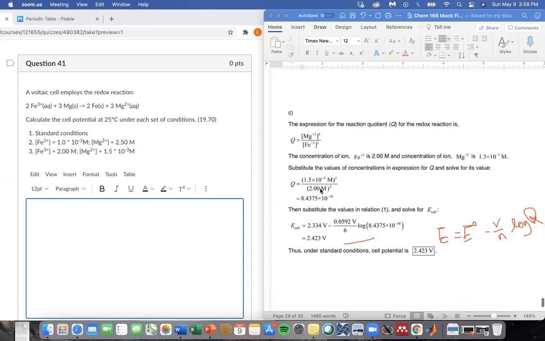And then you have the last one here. We have to do a Q again, we just do the exact same thing here, except we have different values for our Q. And so now when we get our Q value, it's 8.4375 times 10 to the -10. And then we would plug it into the same equation that we've been using, and we would get an E cell of 2.423 volts. And so our cell potential under these last conditions would be 2.423.